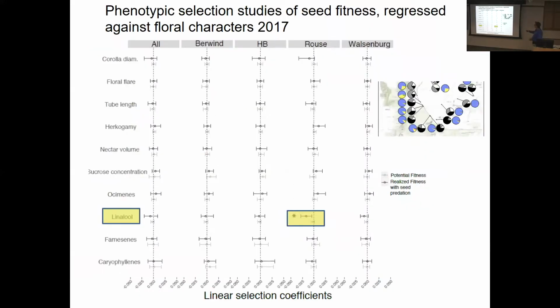There are 5 populations all over here in this sort of death alley from Manduca. All these other traits: corolla diameter, flare, tube length, hercogamy, nectar volume, sucrose, the major 4 compounds. None of these departed from null expectations in any of the 5 populations except linalool. And it happened only in Raus, which is right there. And what was funny about Raus was that it was an Allee effect. It was a small population with small plants.